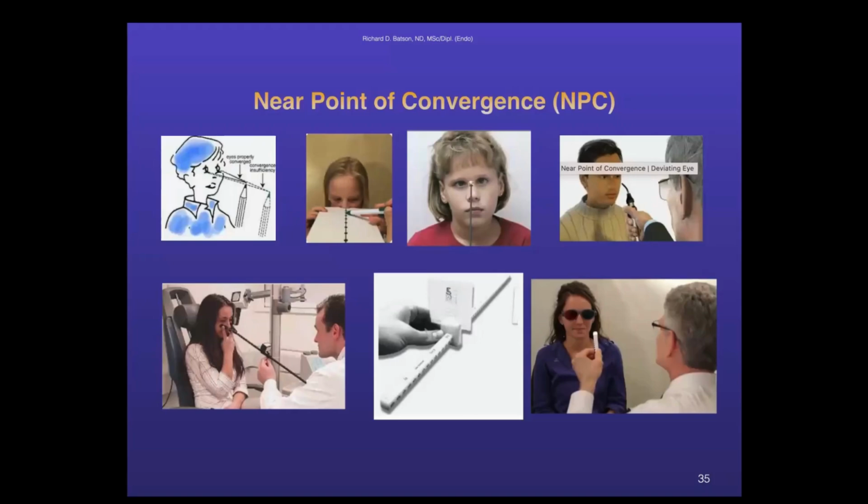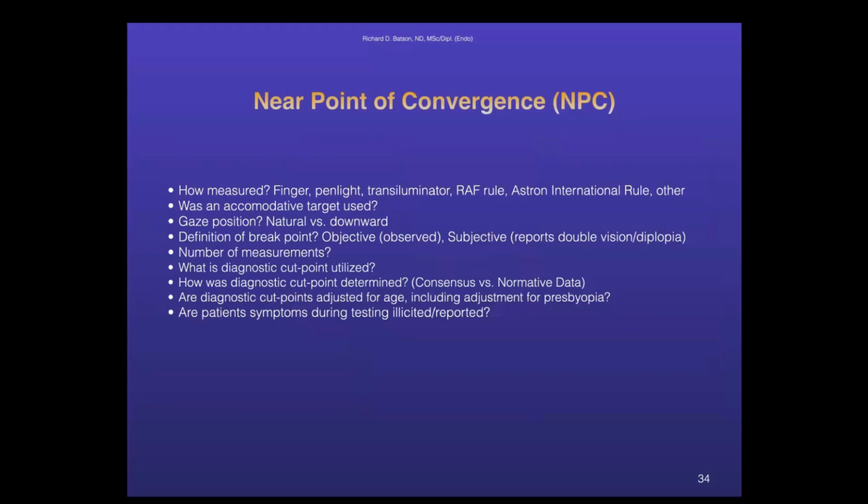Most of those aren't using an accommodative target, are they? Nothing in the top row is using an accommodative target. The only one there that's using an accommodative target is the one in the middle, which is the Astron International rule. The bottom middle is what's used in the convergence insufficiency treatment trial. But that shows you that there are many different ways. And so we need to understand, how was it measured? How was the normative data generated? Was an accommodative target used?